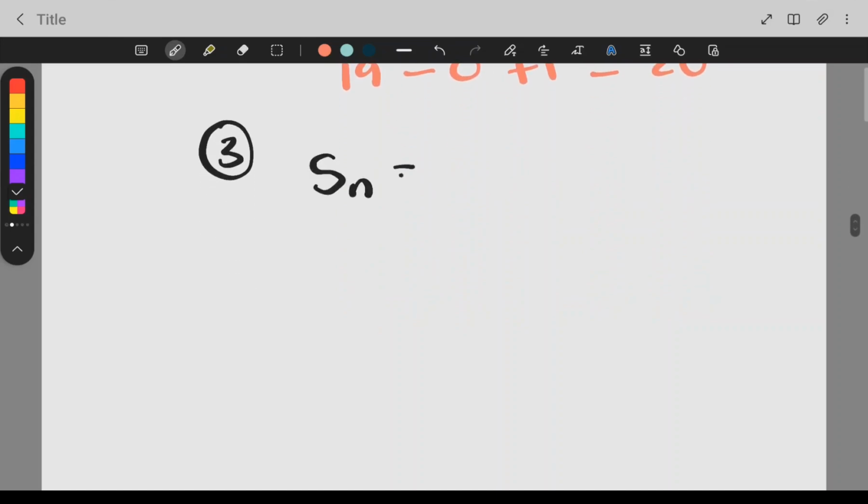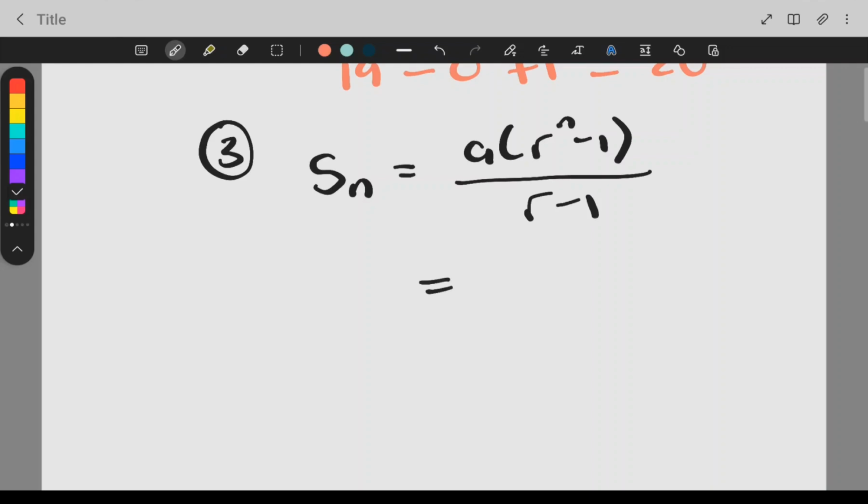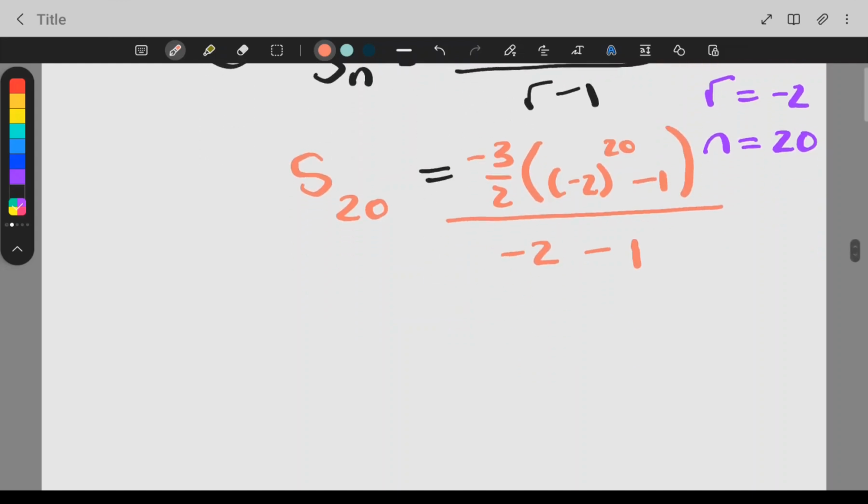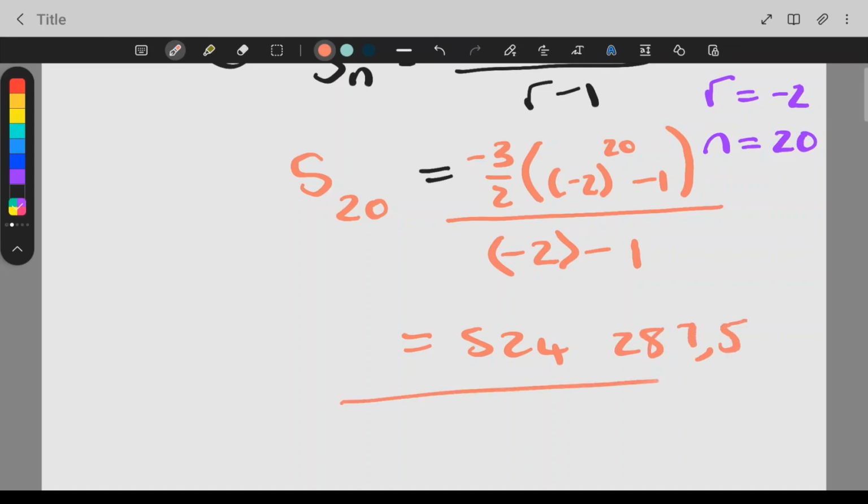Let's write the formula down. There's only one formula, although there's 2 ways to write it. You can use any one. Let's write down on the side. The first term, A, was negative 3 over 2. And then R was negative 2. And then N, the number of terms, we work it out, it was 20. 20 minus 1 over R again, minus 1. All on the calculator. You can even put this in brackets if you want to. The answer is 524,287.5. That's the sum of the first 20 terms.